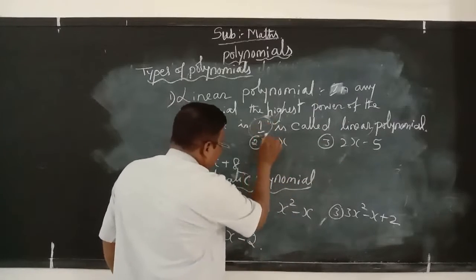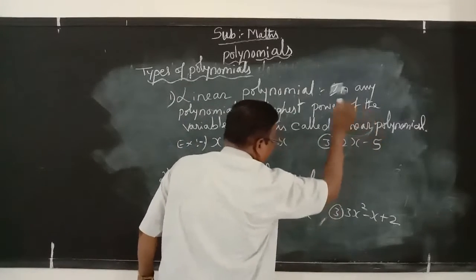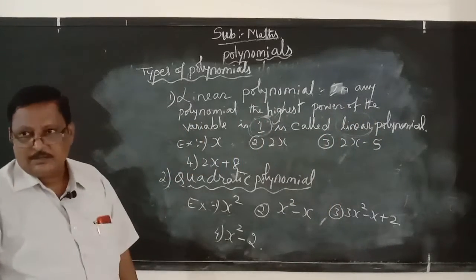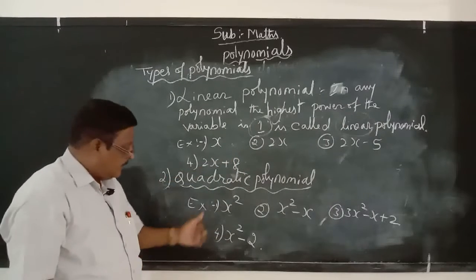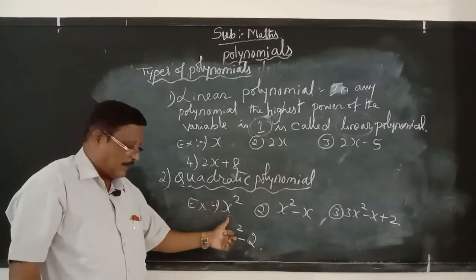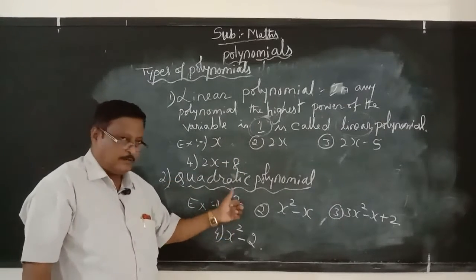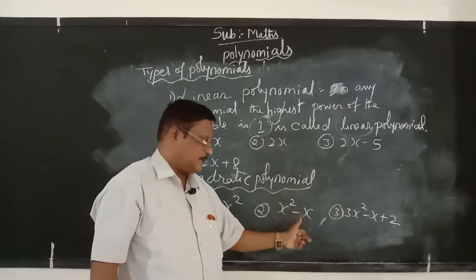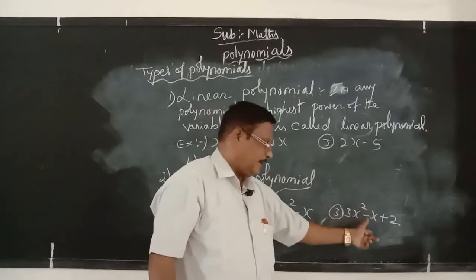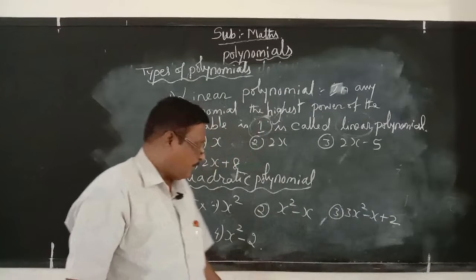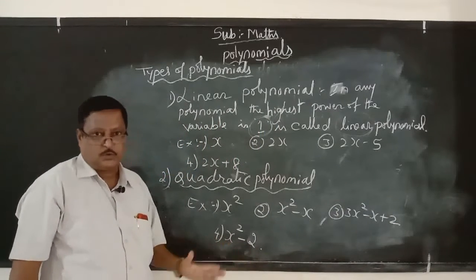Only change these two numbers, this one number and this one word, then it is called a quadratic polynomial. Examples of quadratic polynomials: x square, x square minus x, 3x square minus x plus 2, and x square minus 2.